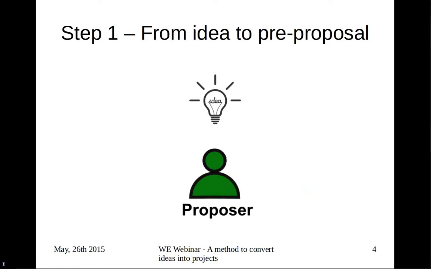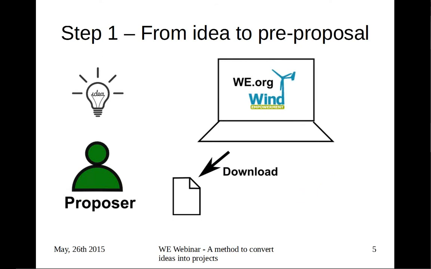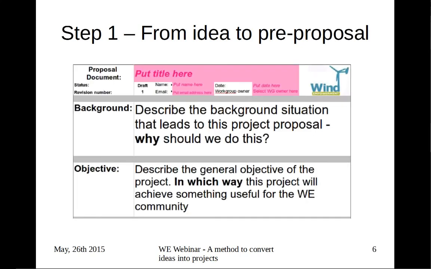So let's say somebody comes up with an idea. This is the proposer. The proposer has an idea, so he goes into windempowerment.org and downloads this sheet or fills it up online. We'll discuss this at the end. It's a very brief sheet, a copy from an Excel spreadsheet, which basically has the title of the proposal, the name of the person, the email, the date, and the work group owner, something we'll discuss later.